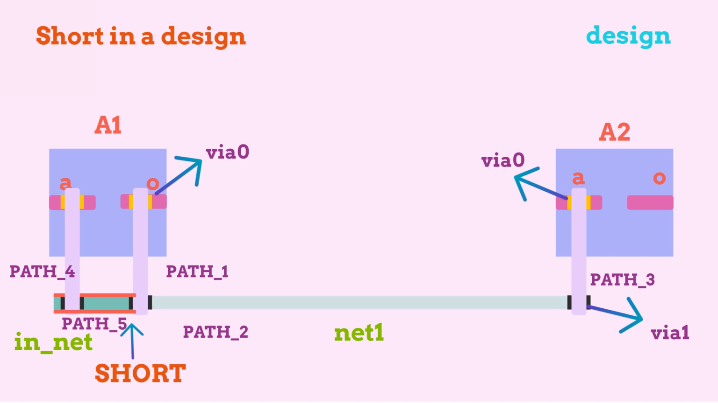If the shapes in layout having different layout text on them are overlapping or intersecting, it will result in a short in the design. In this design, path 5, which belongs to net in net, is overlapping with path 2, which belongs to net 1. This is called a short.